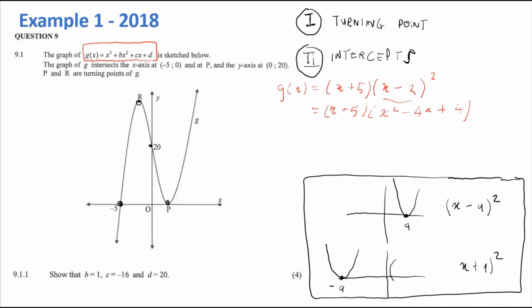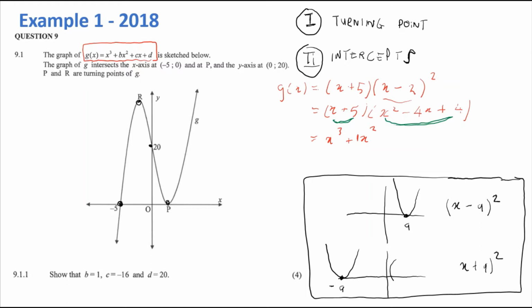Okay, and now I have to multiply each of the terms in this bracket with each of the terms in that bracket. And if you do that, you get exactly the equation in this form, that g(x) equals x to the power of 3 plus x squared. So b is 1.